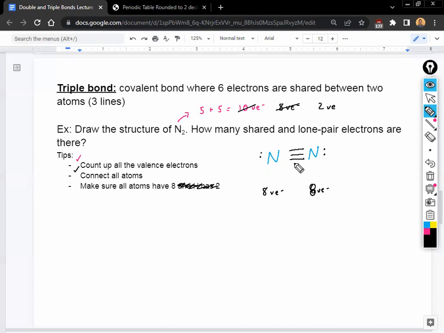All right, and that's pretty much it. It's basically the same thing that we've been doing. We're just putting more lines in between them. Just a heads up, there is no quadruple bond. And so you guys do not need to worry about that. It's either going to be single, double, or triple.